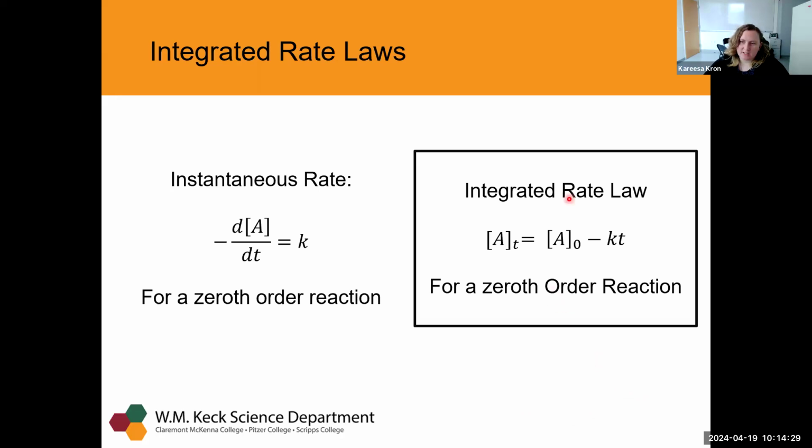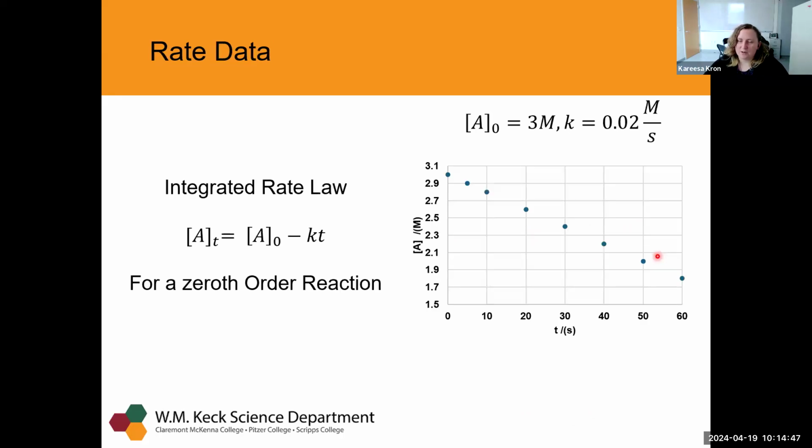And so this expression is what we call the integrated rate law. So we integrated the instantaneous rate, and now we have an expression that tells us concentration given initial conditions and some rate of change. And if you are looking at data for a zeroth order reaction, you see that the concentration steadily declines as a function of time. As time passes, you lose the same amount of molarity per second or per minute or whatever.